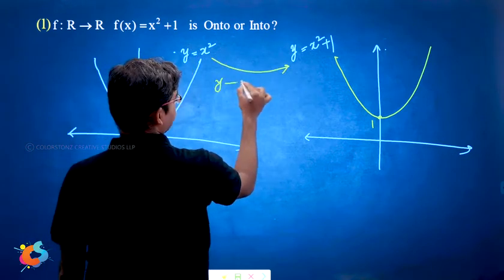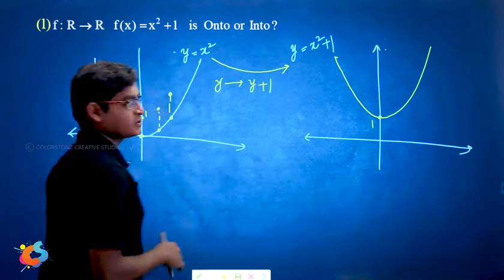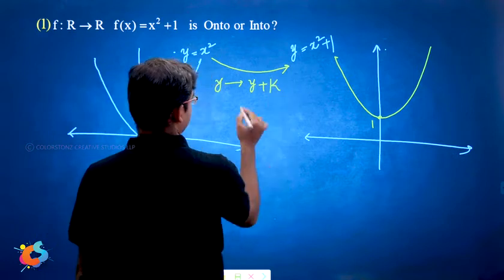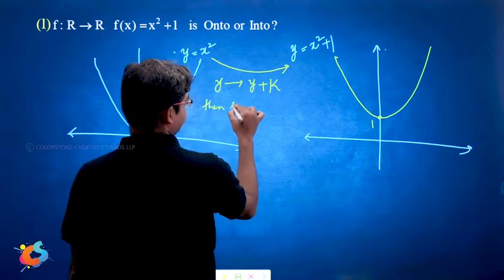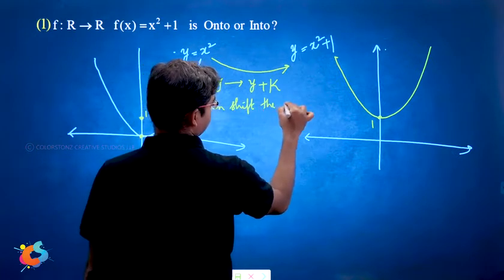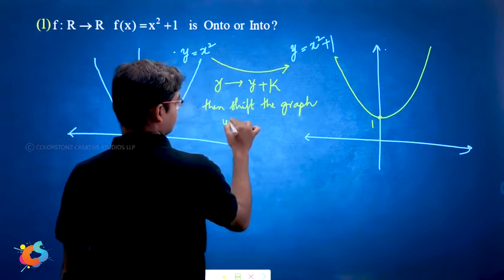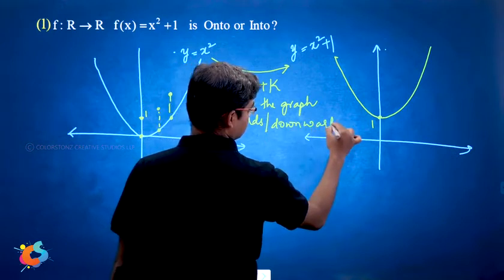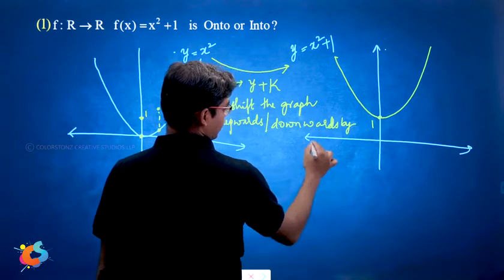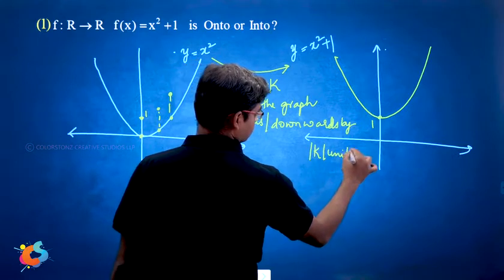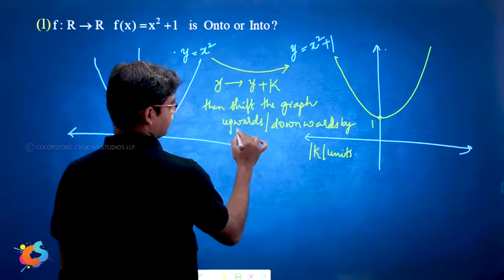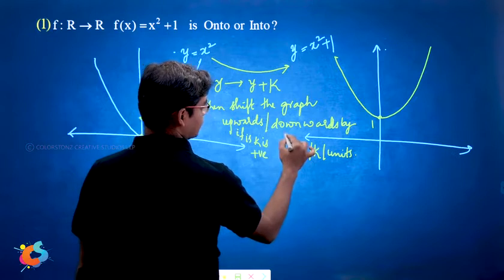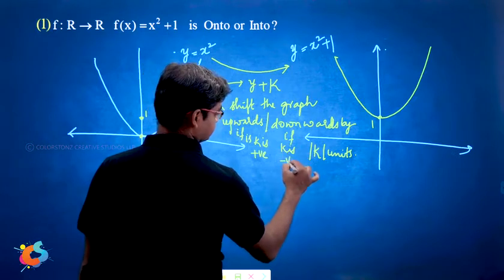Means you can learn it now. If y is becoming y plus 1, means the output values are increased by some constant. So let us say k, then shift the graph upwards or downwards by mod k units. Okay, mod k units. Upwards if k is positive, and downwards if k is negative.